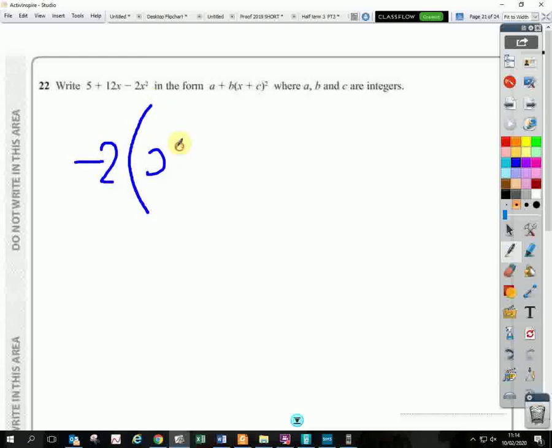So if we do that, we end up with x squared. And the way to figure out what goes in this bracket is you divide each of these by negative 2. So I'm starting off with the x squared because we normally have that as the first one in the bracket. Then if I divide 12x by negative 2, you get negative 6x. And if you divide 5 by negative 2, you get negative 2.5. Inside the bracket, I can now complete the square.